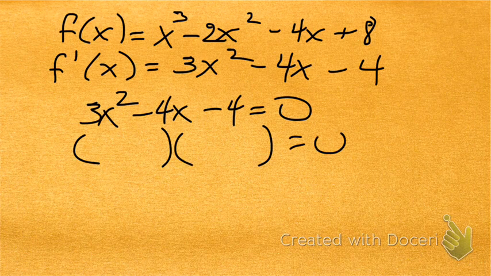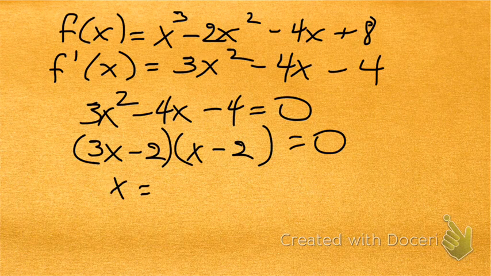Now, we've done this before today. Whether we factor by grouping or we factor by trial and error, this is what we've got. We have these critical numbers at 2/3 and at 2. We've used those before to try to find extrema, to figure out where the function is increasing or decreasing. But remember that we're looking for the second derivative test.